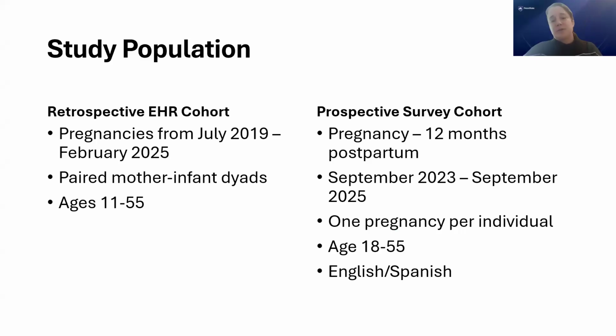Our prospective survey cohort was a sub-cohort from our EHR cohort. She needed to be pregnant at the time of recruitment, and we followed her to 12 months postpartum. We started the survey in September 2023 and just ended last month. We only included one pregnancy per individual, she needed to be at least 18 years of age, and we had the survey available in English and Spanish.